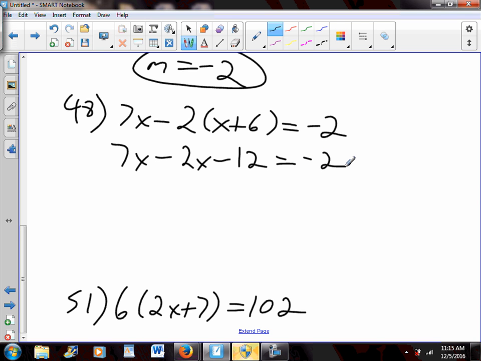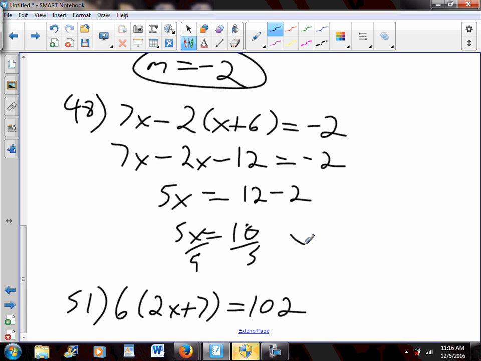I'm going to add 12 to both sides. 7x minus 2x is 5x, right? So I've already got my like terms on the left-hand side as far as the variables go. Adding 12 to both sides means I've got 12 minus 2, which is 10, isn't it? So 5x equals 10. Divide by 5. And x is equal to 2.